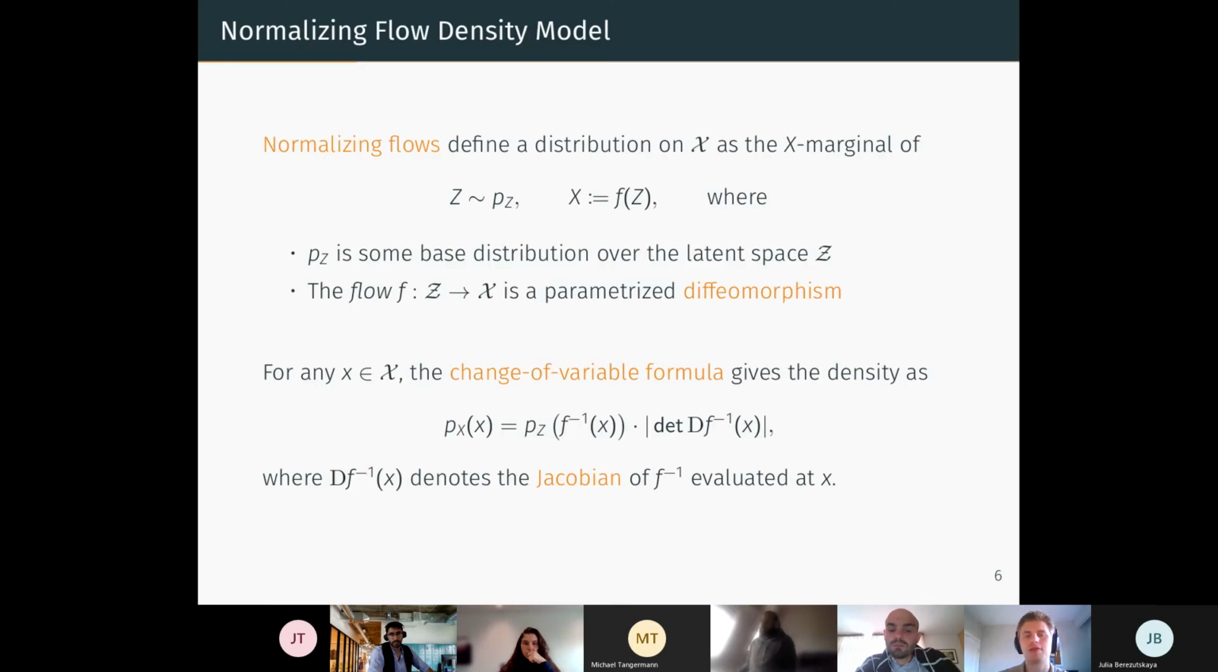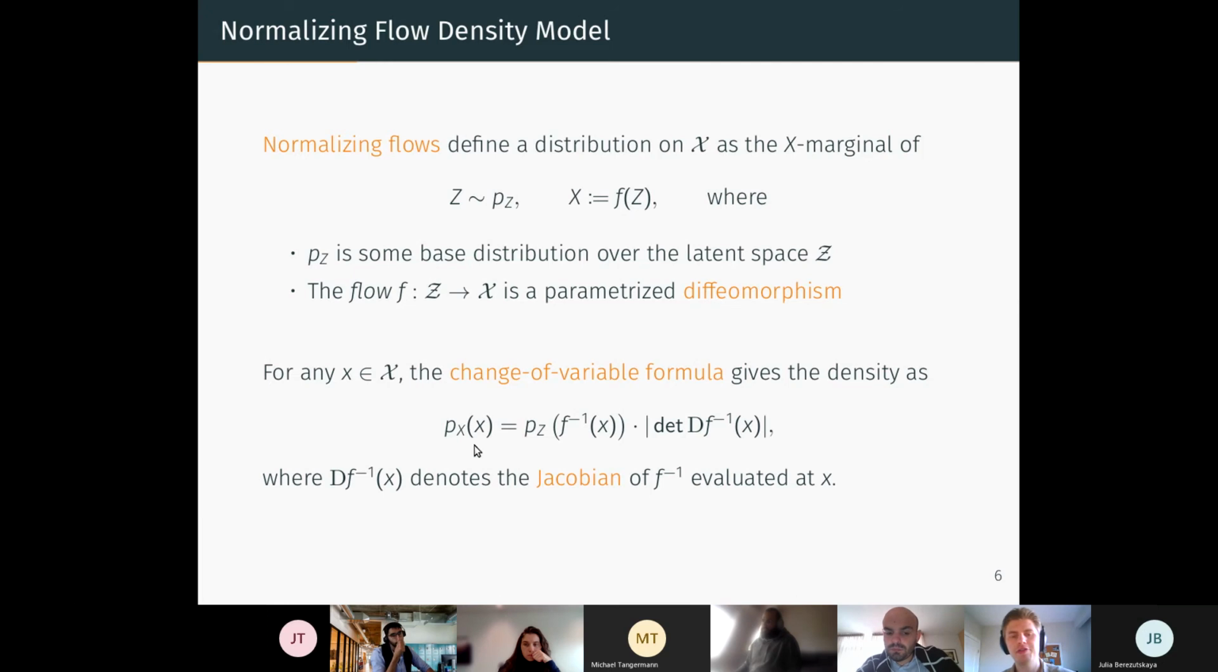So what is the model that normalizing flows propose? Well, the density model proposed by normalizing flows is sample first from some simple distribution, let's say a standard normal over the latent space, and then push this forward by a bijection to model your data. And this bijection is often called a flow. That's the normalizing flow part. This flow is a parameterized diffeomorphism, or a differentiable bijection. And the goal is to learn the parameters of f to get a good model of your density x.